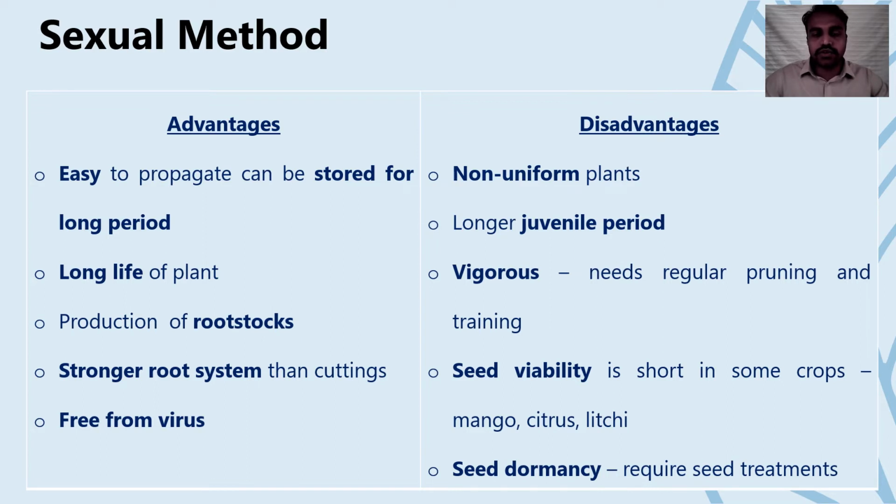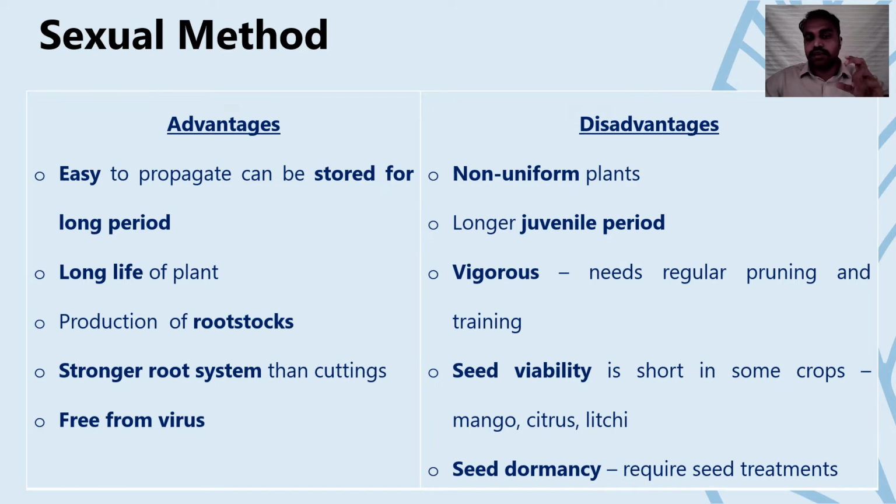Another thing is it grows very vigorous. So when it grows vigorous, there will be a need for regular pruning and training, which can be a tedious job. Another issue with the sexually propagated method is the seed viability.